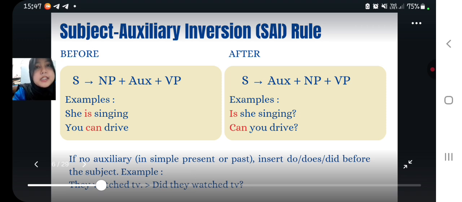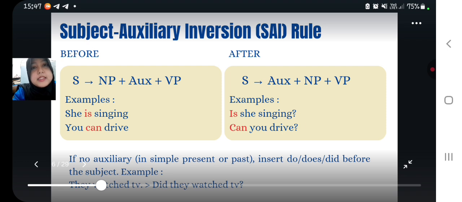And next, subject auxiliary inversion rule. Before: noun phrase plus auxiliary plus verb phrase. After: the auxiliary becomes first, and then noun phrase plus verb phrase. So the auxiliary and noun phrase switch places.